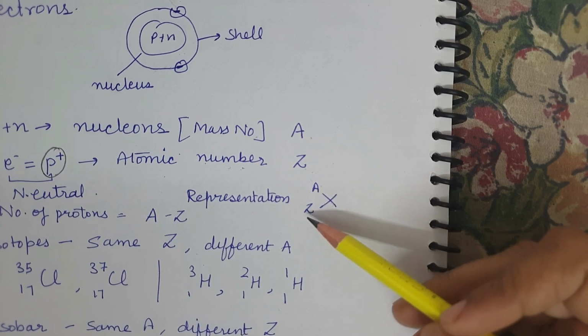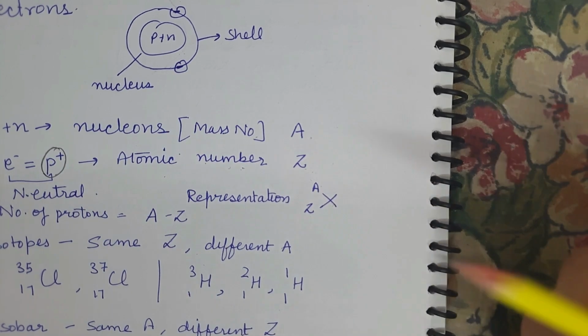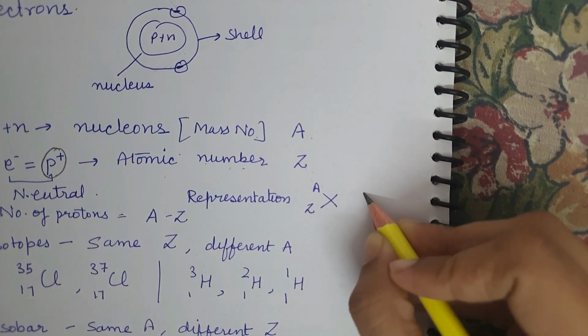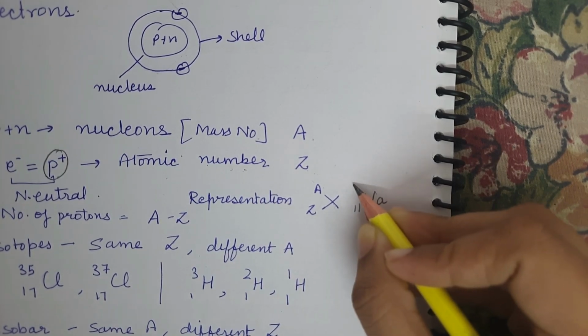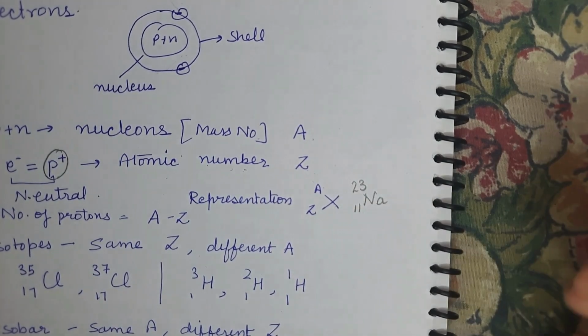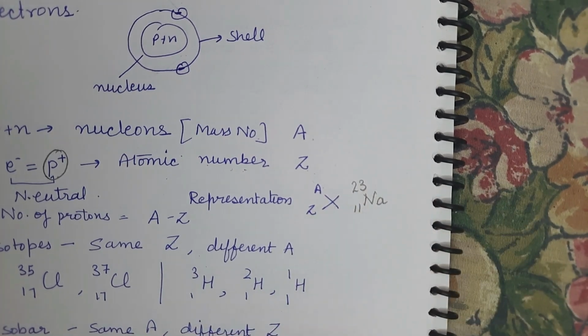with A written on the top and Z written at the bottom. For example, for sodium, the atomic number 11 is written at the bottom, and 23 is the mass number, which is written on the top. So this is the representation.